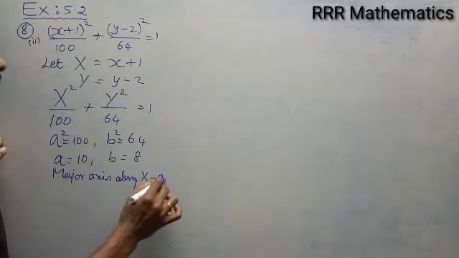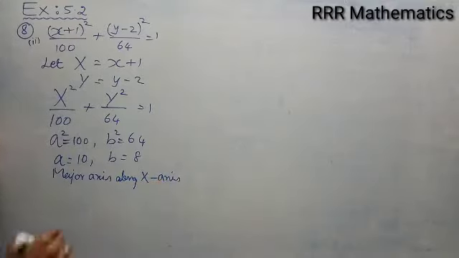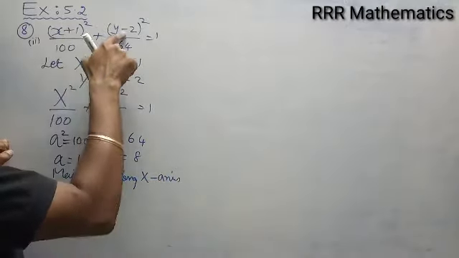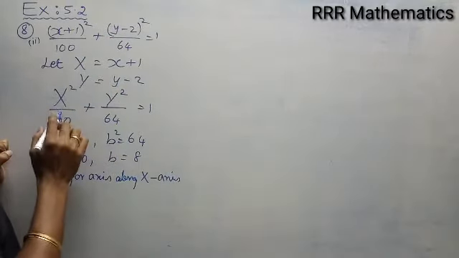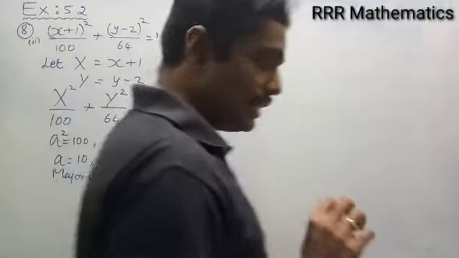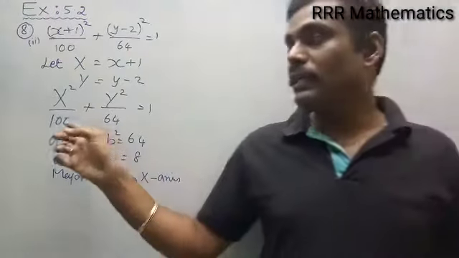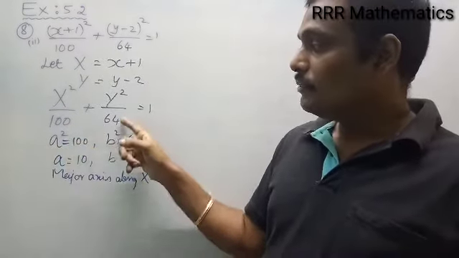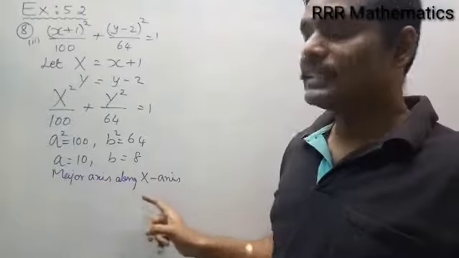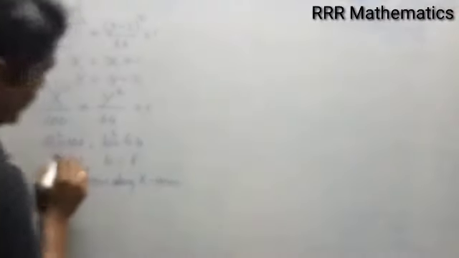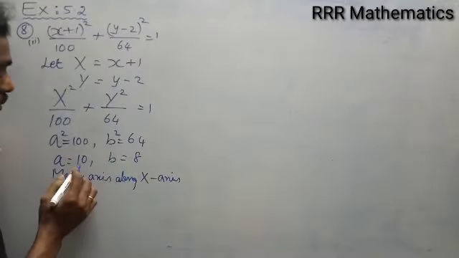along the capital X-axis. In this case, when you replace capital X as x plus 1 and capital Y as y minus 2, I am getting the equation capital X square by 100 plus capital Y square by 64 equal to 1, which is the standard equation of the ellipse. The greater value of 100 appears in the denominator of X square. Therefore, a square is 100, b square is 64, major axis along capital X-axis. Is it clear? Now, I got the value of a and b after taking square root, which is 10 and 8.